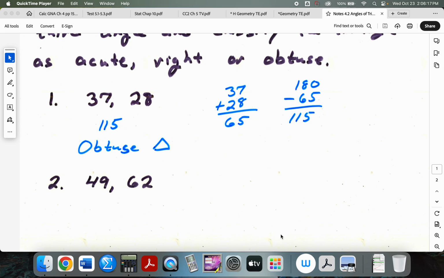Before we can determine what kind of a triangle this is, because these two angles are both acute, we need to figure out what the third angle is before we can tell what kind of triangle we have. So we added these together, 65. Subtract the 65 from 180 is 115. So we've got two acute angles and an obtuse angle. This is an obtuse triangle. We just need one obtuse angle or one right angle to get an obtuse triangle or a right triangle.